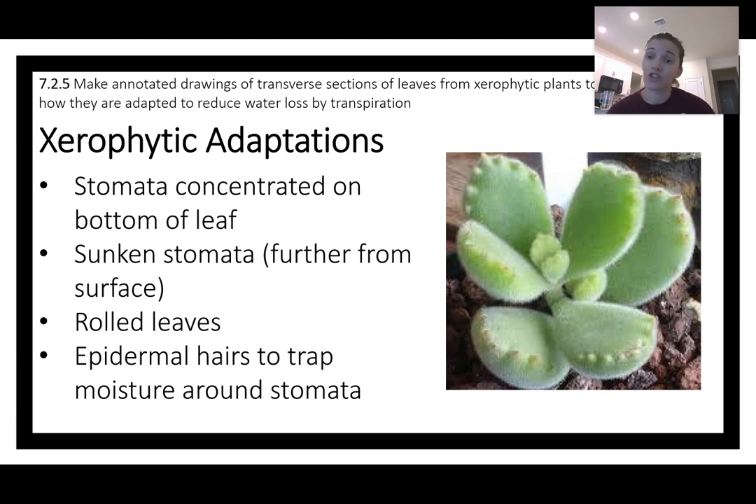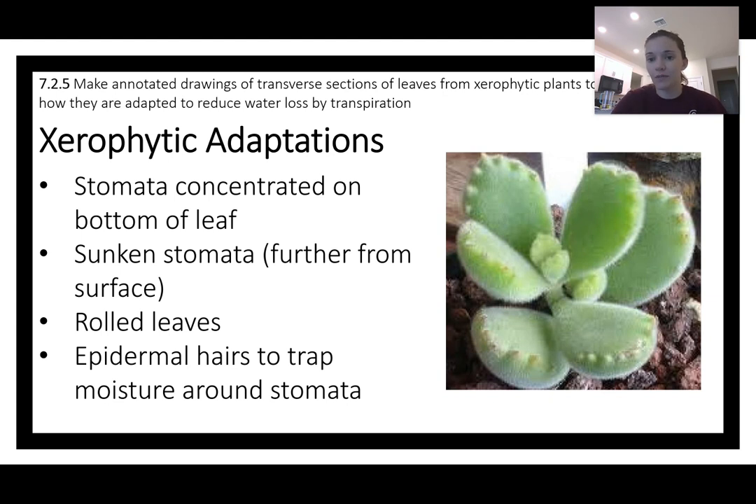The stomata can be concentrated on the bottom of the leaf. If the top of the leaf is facing the sun, it's going to be warmer and lighter. So the bottom of the leaf is a little bit more protected. Sometimes stomata can be sunk into pits or deep pores, and that's also going to protect it from the light and the temperature outside. Rolled leaves. Sometimes they roll in towards each other, also protecting the stomata. We can also have epidermal hairs or scales to trap moisture around the stomata.